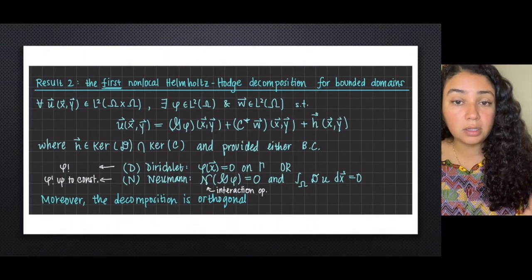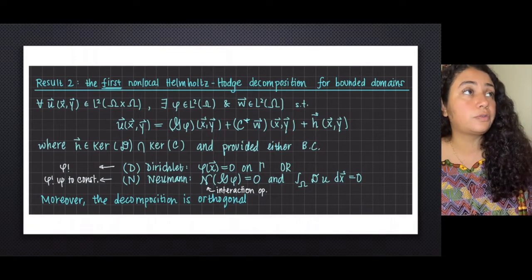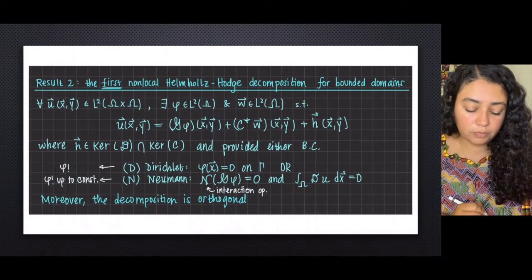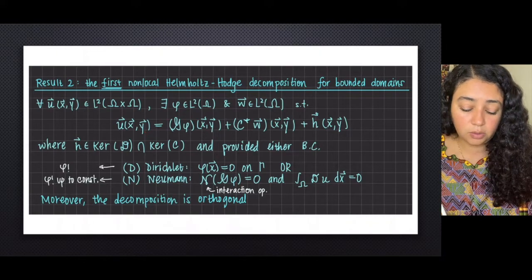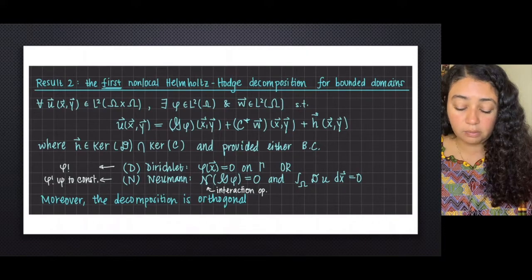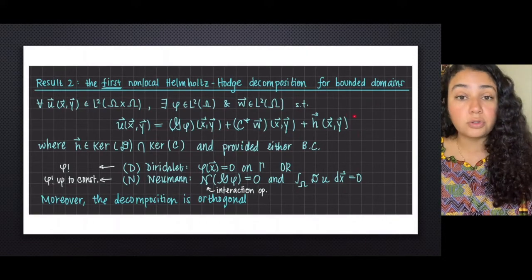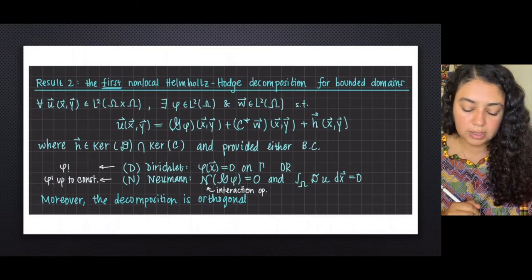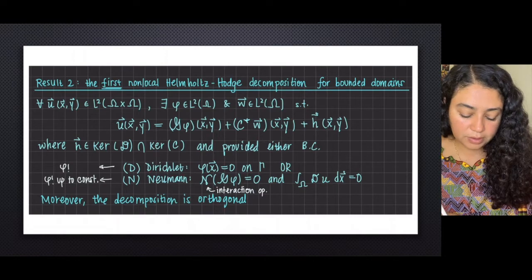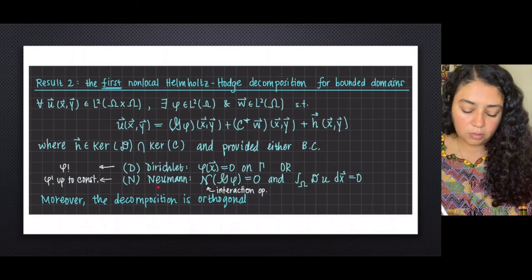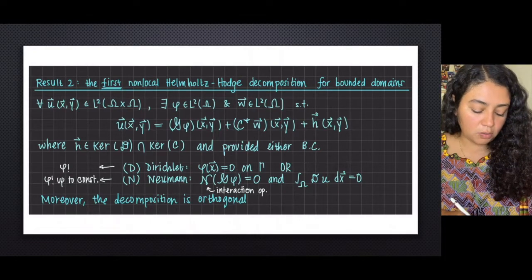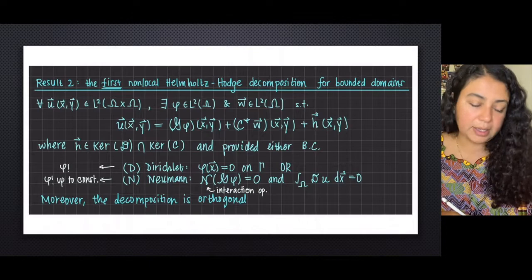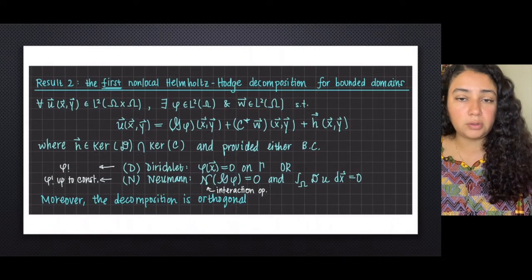Once we are equipped with that well-posedness result, we can show the first nonlocal Helmholtz-Hodge decomposition for bounded domains. If we are given a U, then there exist phi and W such that U can be decomposed into the nonlocal gradient of phi plus the nonlocal curl of W plus a third term, which we called H. H is specifically in the intersection of these two kernels, and Dirichlet boundary conditions lead to existence of a unique phi, and Neumann conditions lead to existence of a unique phi up to a constant. This script N is an interaction operator, and moreover, we show the decomposition is orthogonal in L2.